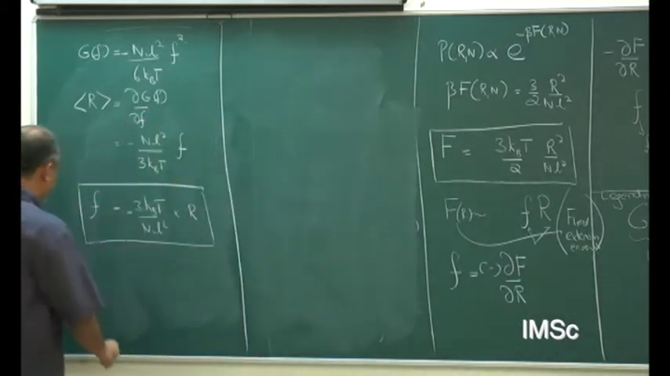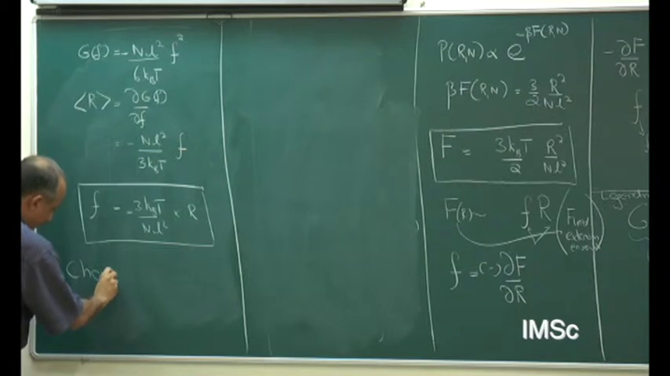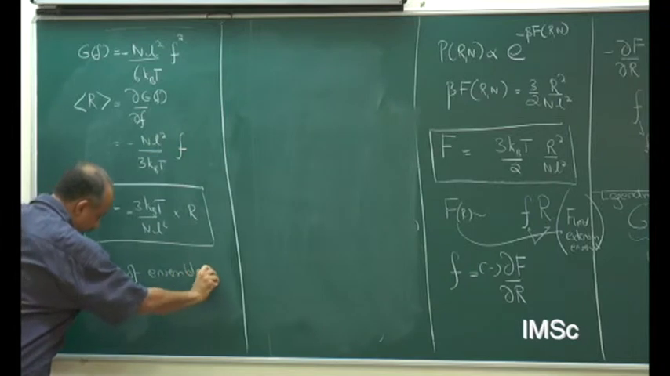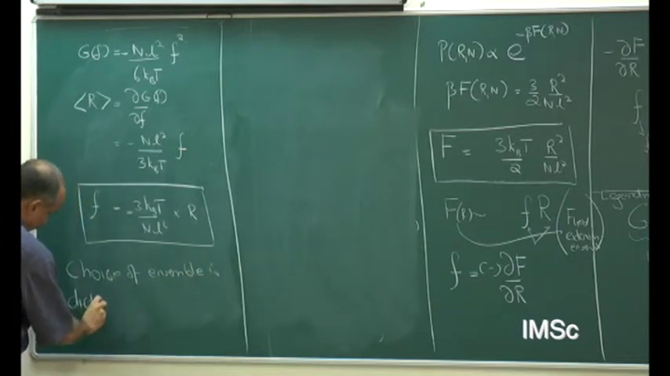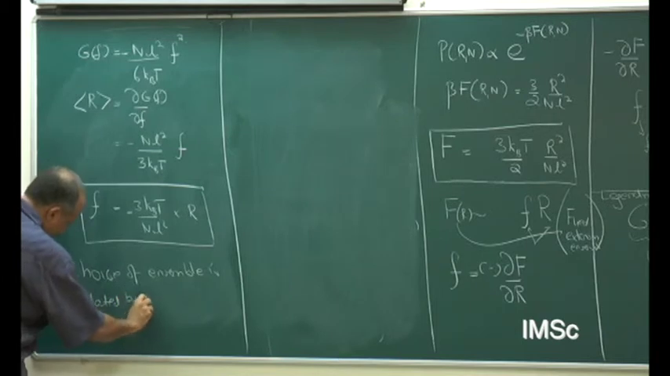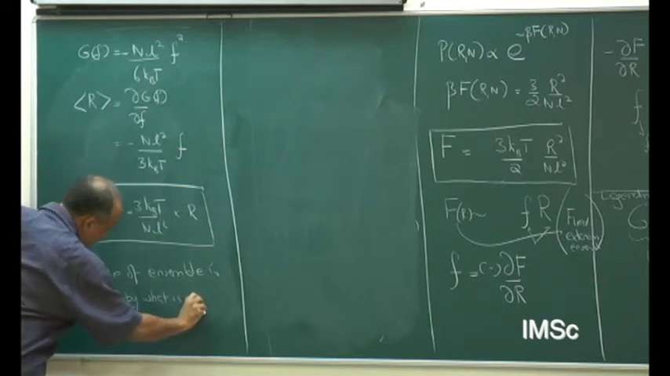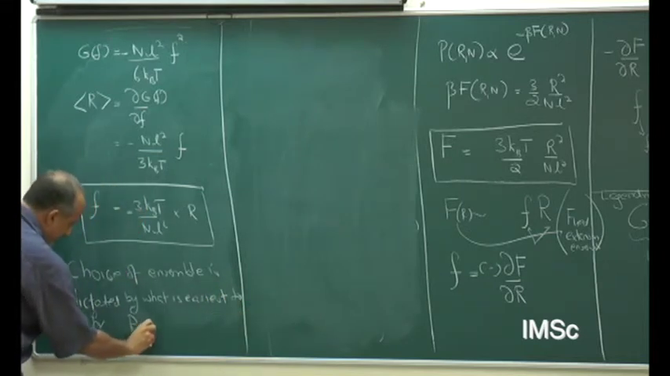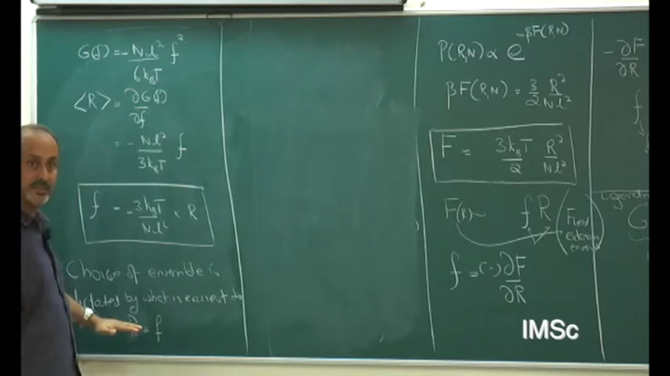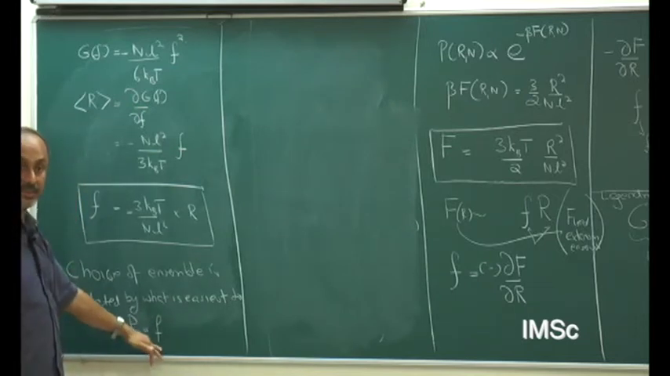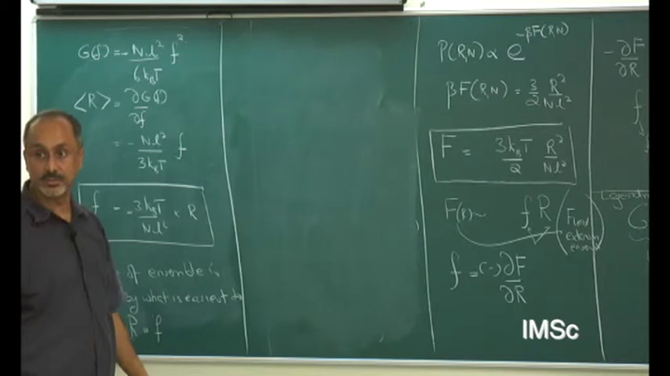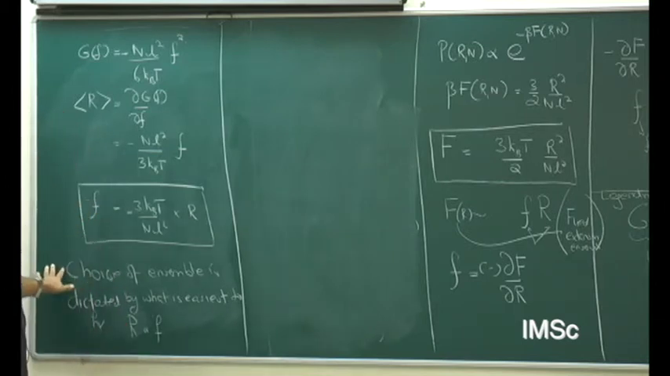Okay. So the choice of ensemble is dictated by what is easiest to fix, either R or F. In some experiments, it may just be easier to fix R and measure F. In other experiments, it may be easier to fix F and measure R. And that depends upon what is the sort of electronics that you have built in, what is the type of feedback that you have inside your system. So depending upon that, you can choose either one or the other ensemble.